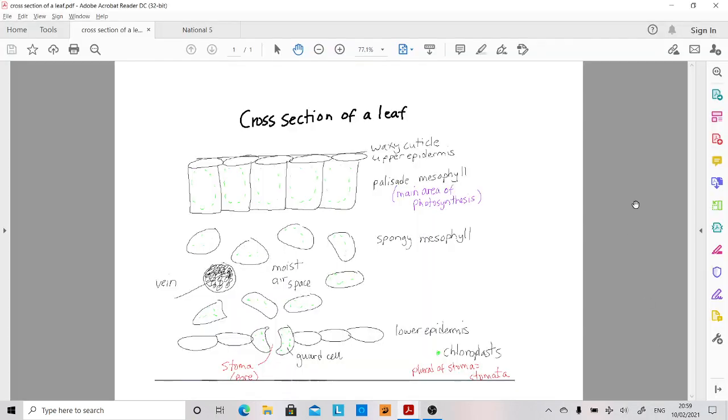This covers Unit 2, Key Area 5 of National 5 Biology, Transport Systems in Plants. Plant organs are roots, stems and leaves. We're going to start off by looking at a cross-section of a leaf.